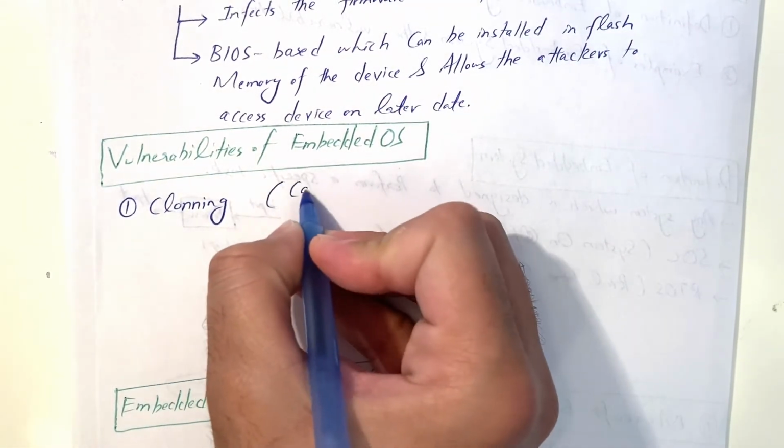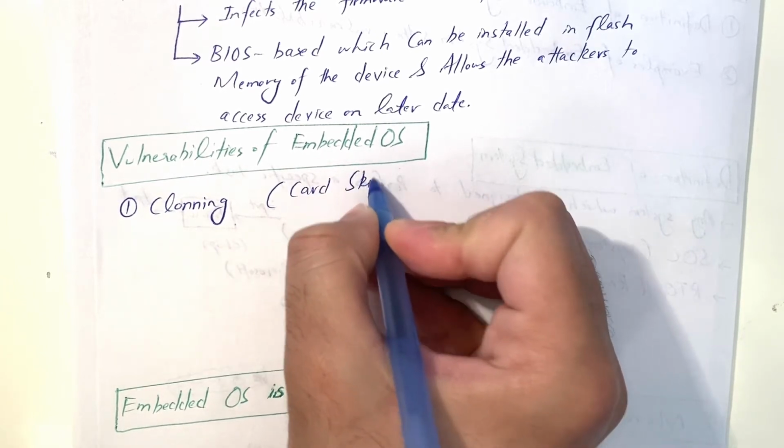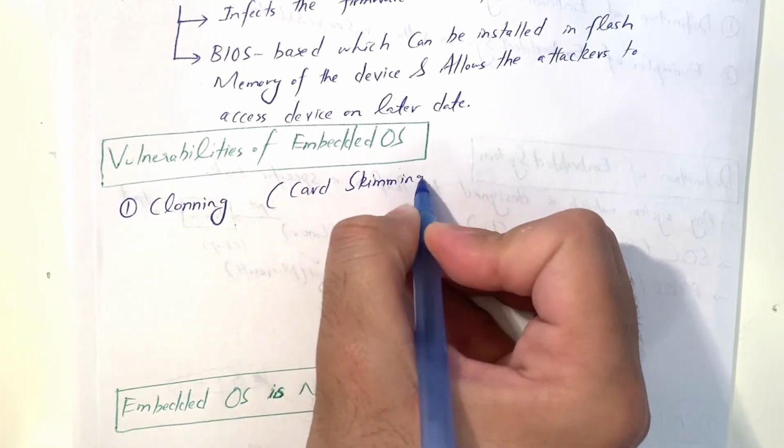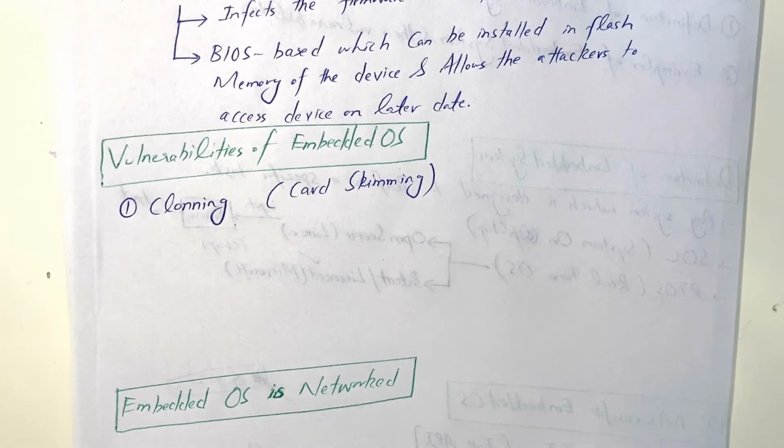You might have heard of card skimming, like ATM debit card or credit card skimming, because it does have a chip. If it does have a chip, and that chip holds the data of the user, so people can actually make a clone, and card skimming is still possible.